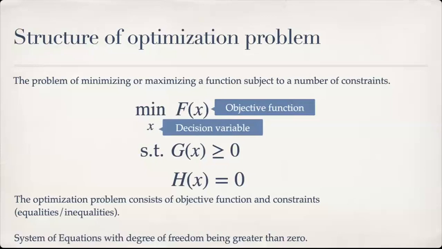And you notice the relationship between decision variable and objective function. The objective function must be a function of the decision variable. Always the objective function should be a function of the decision variable, so that when we change the decision variable, our objective function changes.